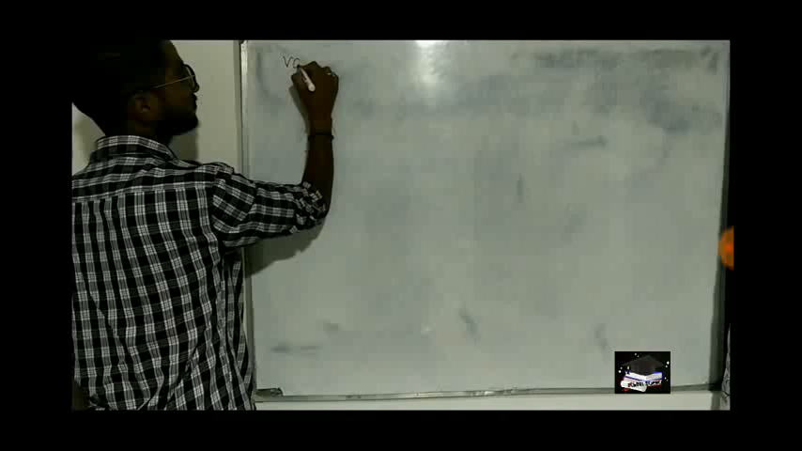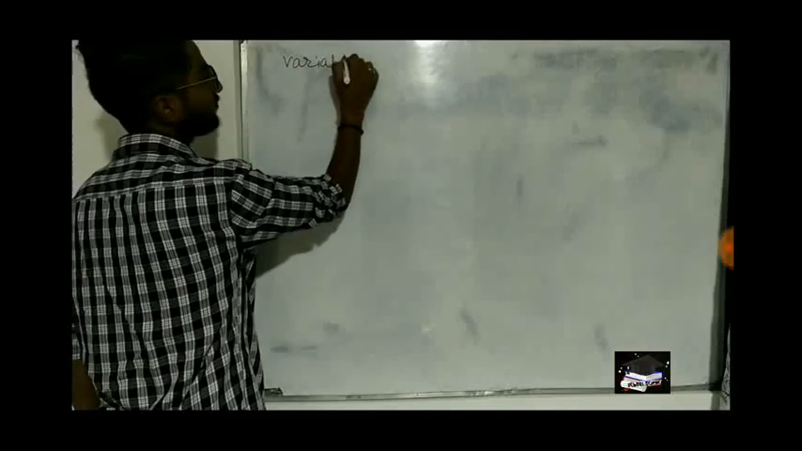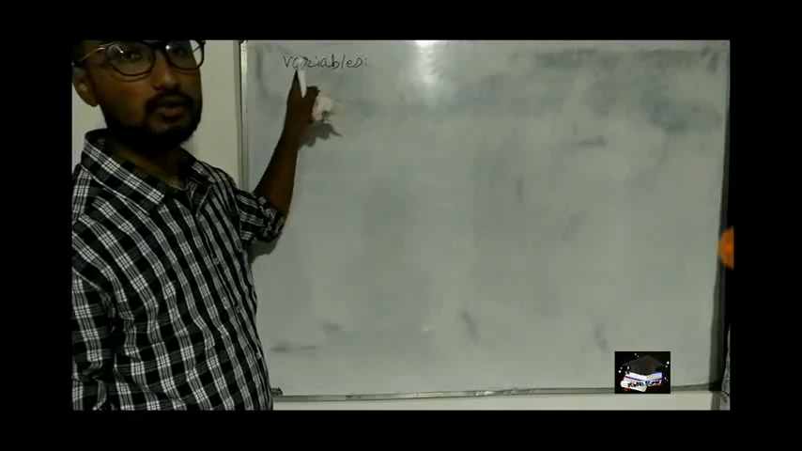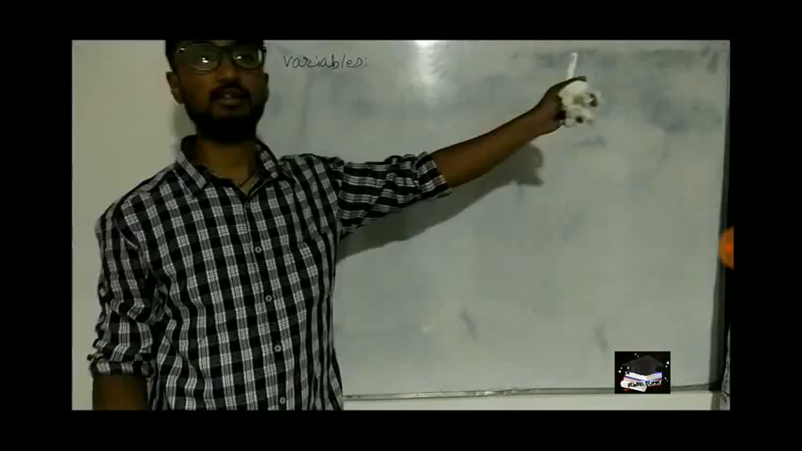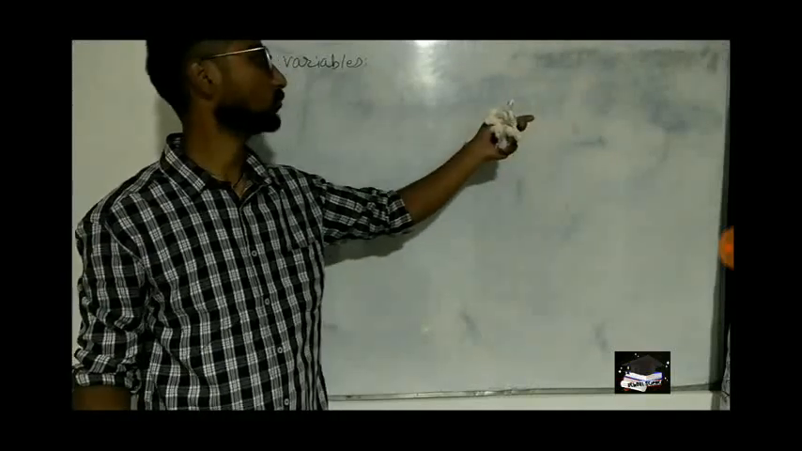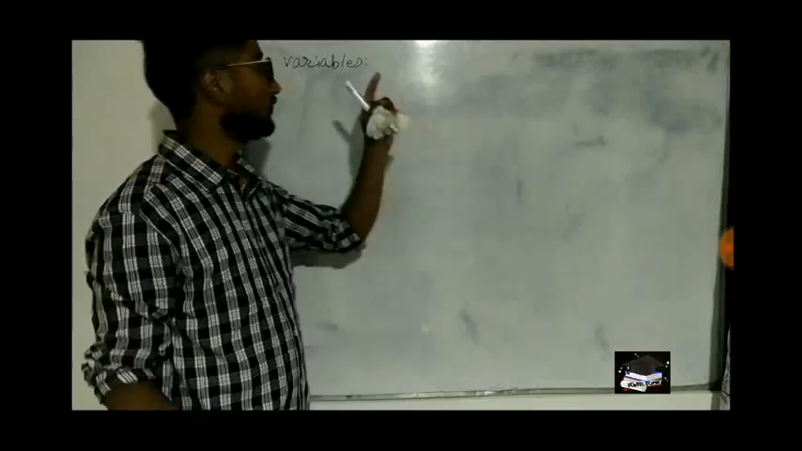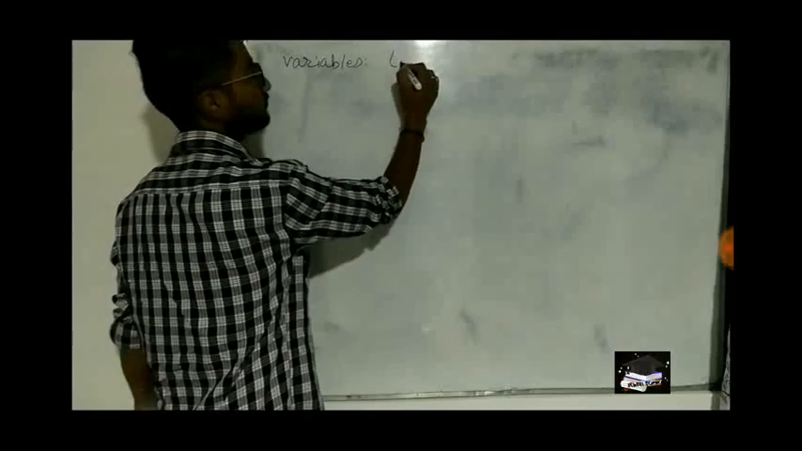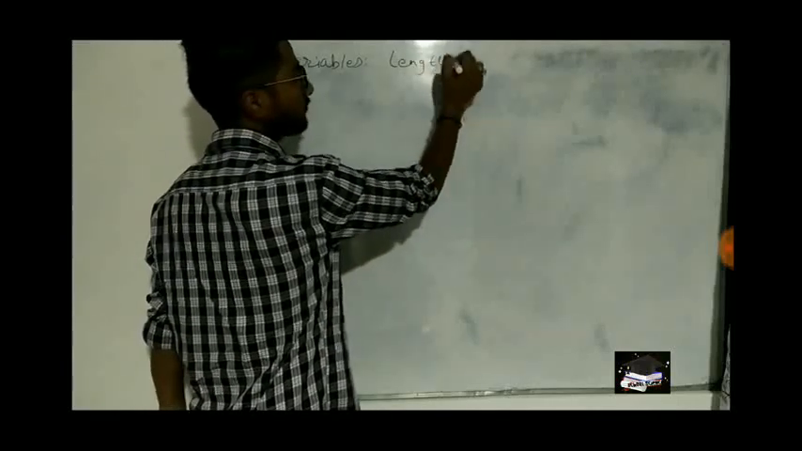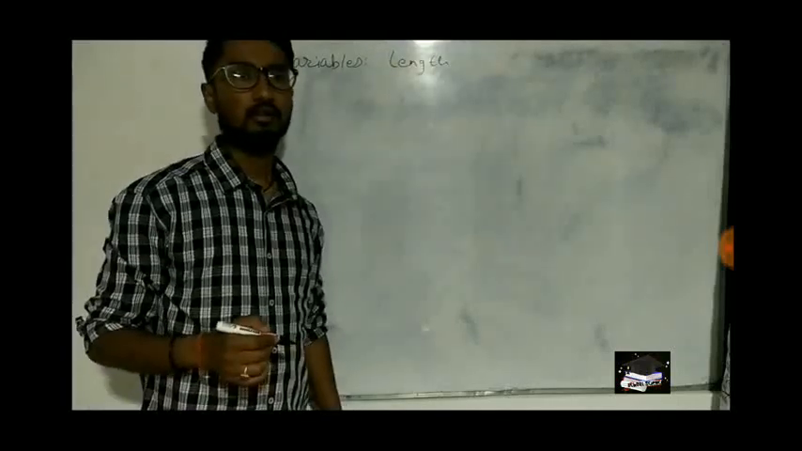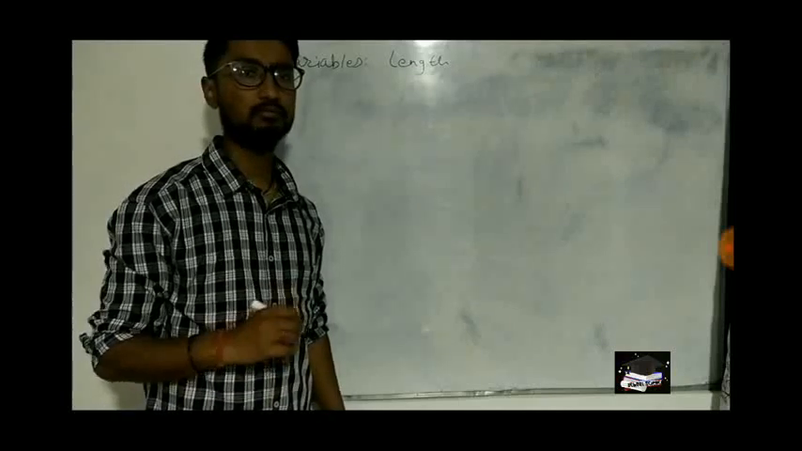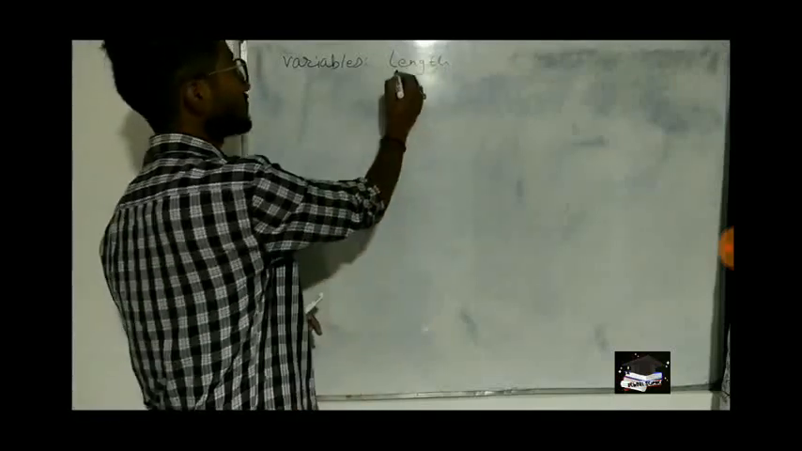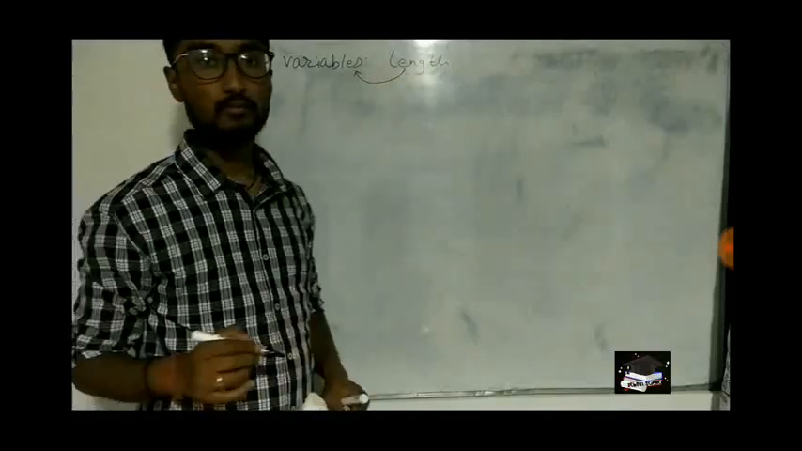First of all, what are variables? Variables are those which continuously change, or which do not have a definite value. For example, does length have any particular value? No, it can have any value, isn't it? That's why length can be taken as a variable.